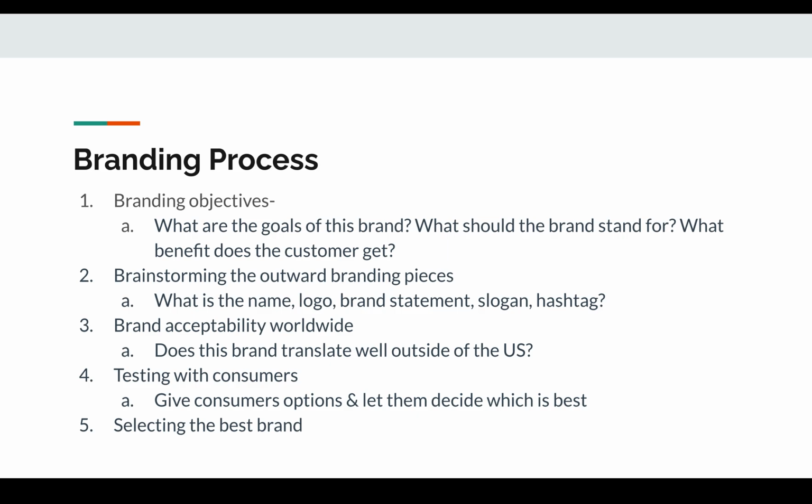So we talked about ways to get market research: surveying, interviewing, focus groups. We're going to use these to see how customers feel about our logo, about our name, about our slogan and hashtags. And then let them decide which is best, because these are the people that we're really trying to reach. And then once we have that feedback from them, we're going to select the best brand. So maybe if I gave them 3 or 4 logos to look through, then I'm going to see what they said, and then I'm going to select just the one best one for my brand.